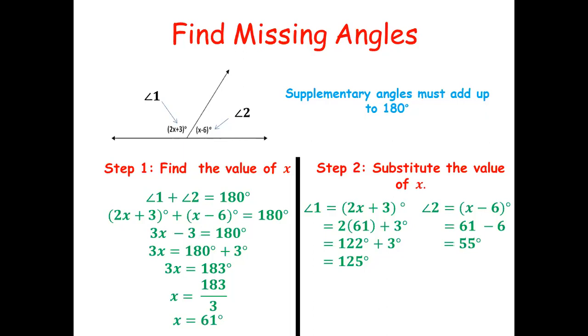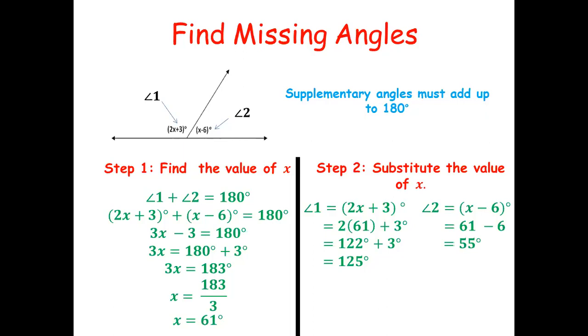Now, how do we solve? Bring the variables on one side of the equation and keep the numbers on the other. So 3x equals 180 plus 3, because minus 3, when it moves to the other side, becomes a plus 3. 180 plus 3 gives you 183. x is going to be equal to 183 divided by 3, which is 61, because 183 divided by 3 is 61.